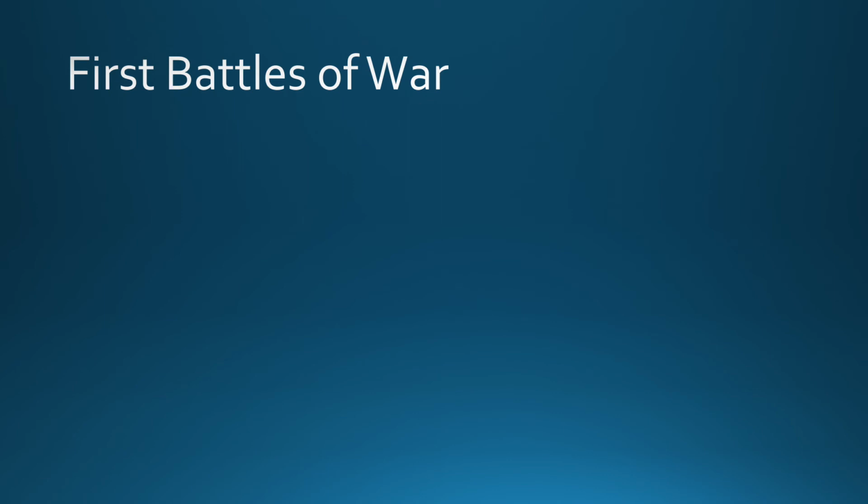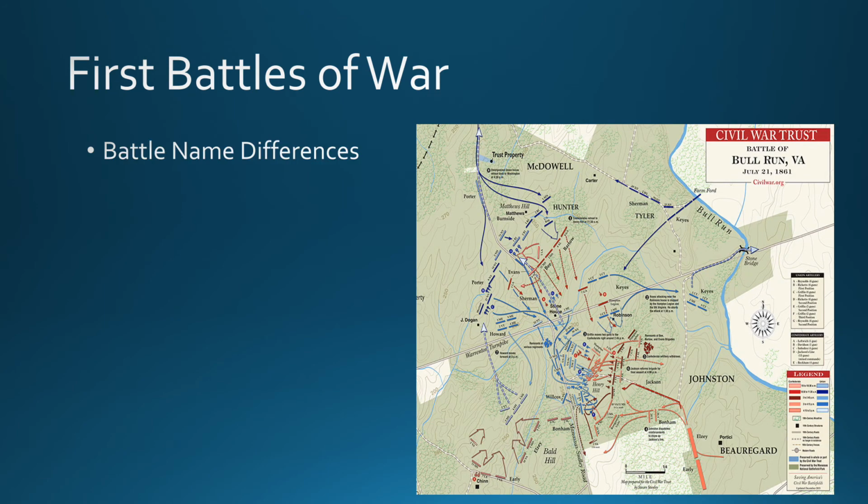Okay, so I just want to spend a few minutes talking about the first few battles. If you study the Civil War, you'll notice that every battle has two names. This shouldn't be a surprise, but the reason is that there's a name given by the Union and a name given by the Confederacy. I usually stick with the Union names. The first major battle that takes place is known as First Bull Run or First Manassas. And this is the moment where it's like, okay, we're going to have war now.